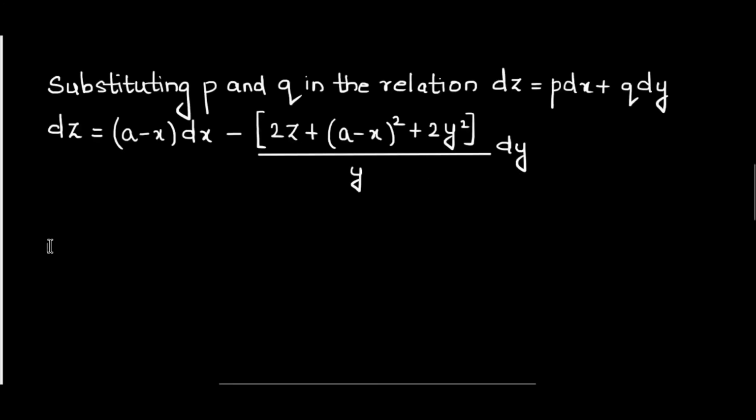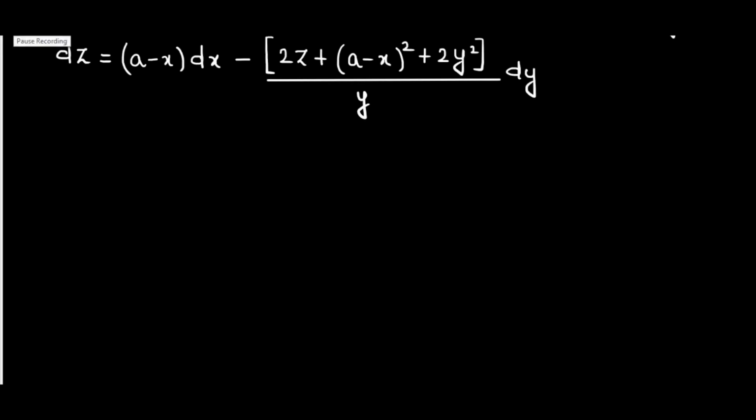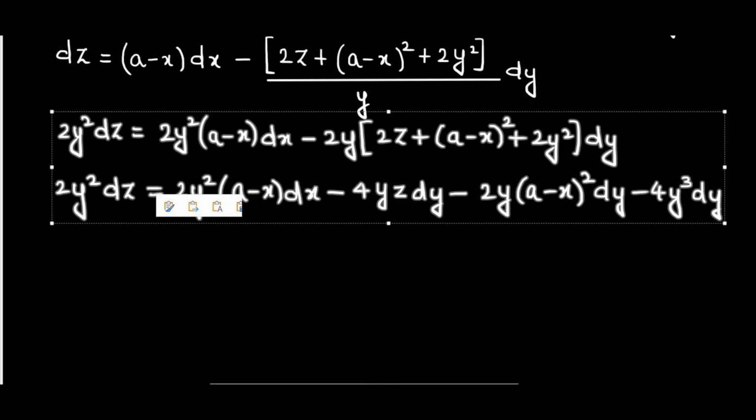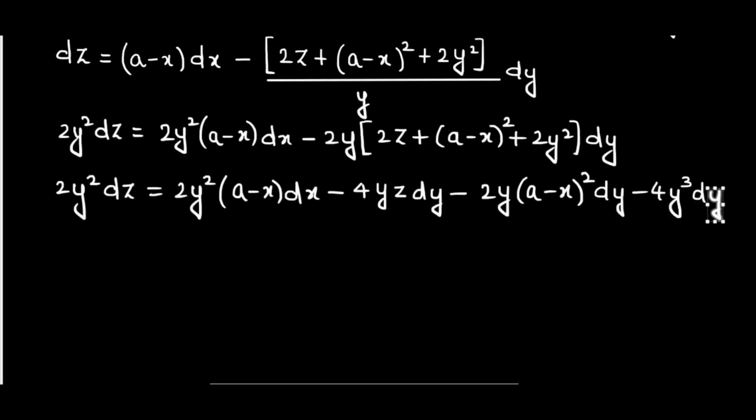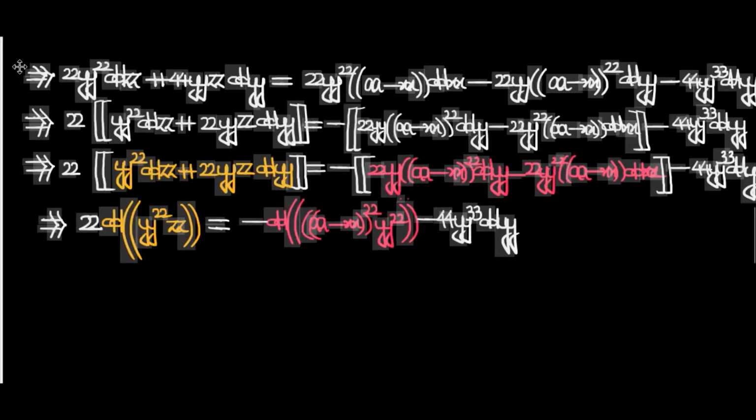We have to separate the variables and integrate to get our answer z, which is in terms of x and y. Now let us multiply on both sides of the equation by 2y square in order to separate the variables and then integrate. This is what we get. Now we can integrate this further. Before that, we have to rearrange the terms so that integration becomes easier. Now this is what we get after simplifying and rearranging the terms.